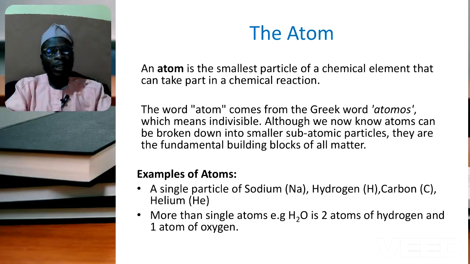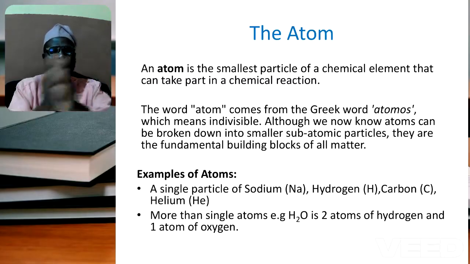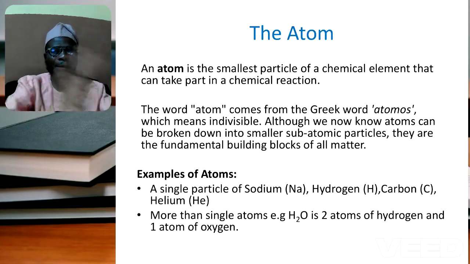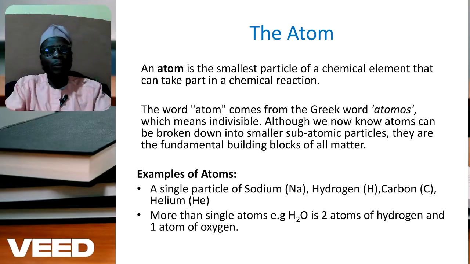Now in chemistry, when we say atom, the symbol of element is used to represent the atom of the element. So whenever you see the symbol of an element, they are referring to the atom of that element. So if they ask you the atom of chlorine, it's Cl.